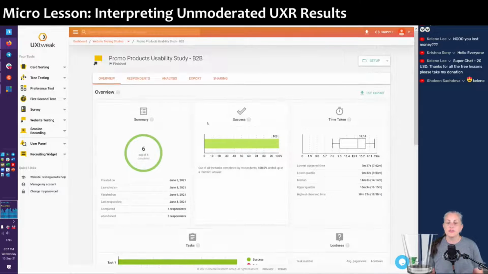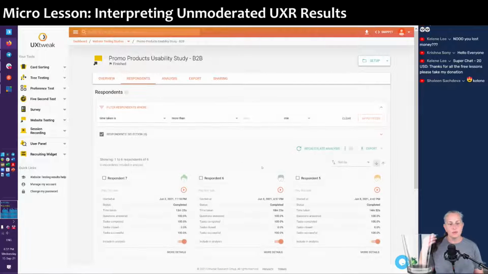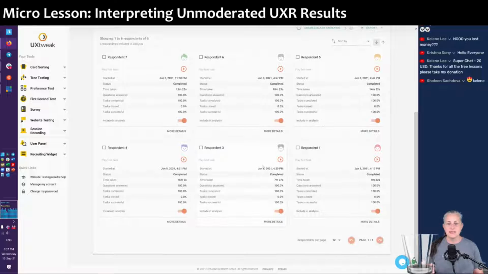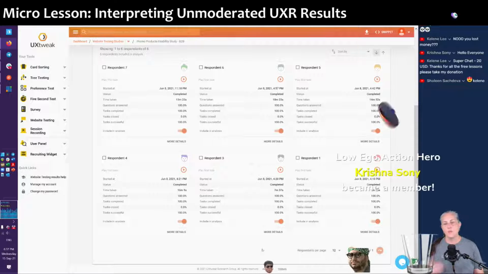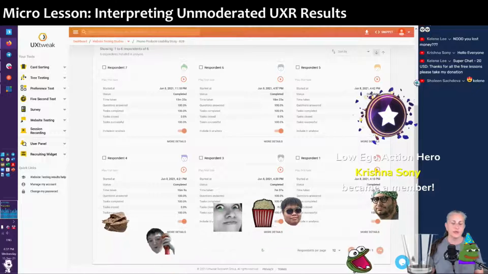So that's some of the preliminary information that we get. Then we get the actual test takers themselves. And in this case, we had 6 people. And the system gives them cute little icons and numbers and whether or not we want to include them in the analysis. So any number crunching that UX Tweak does for us, should this person be included? And we wanted all 6, so they're all included.